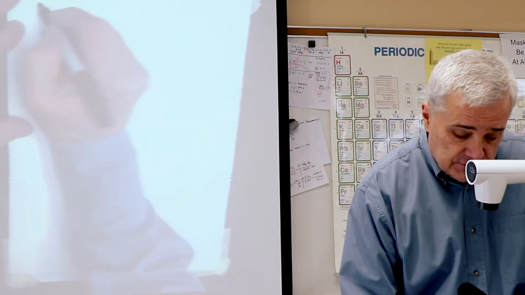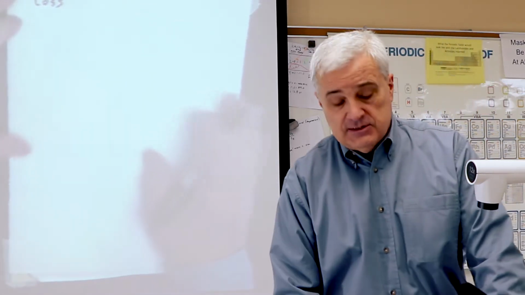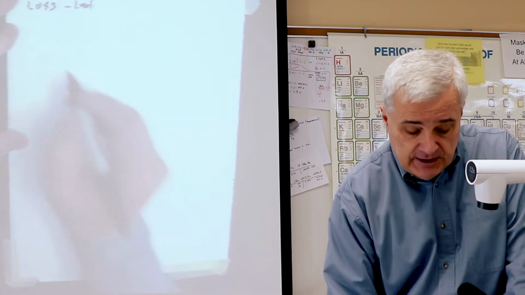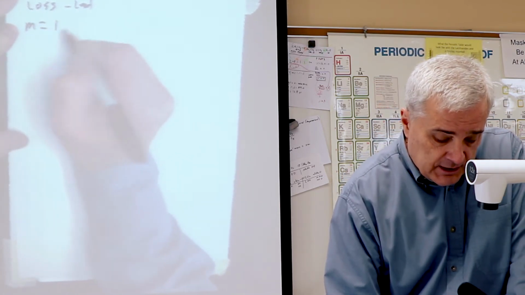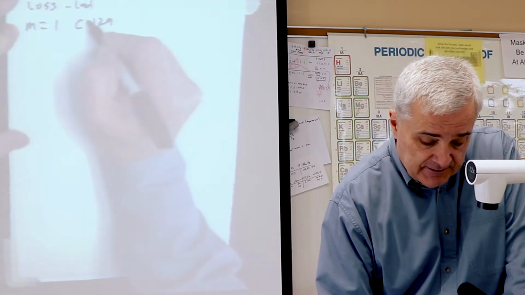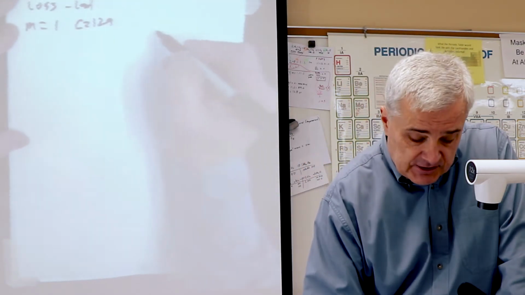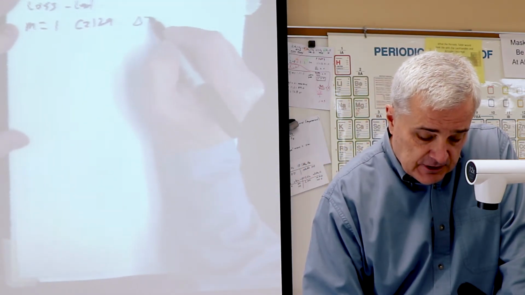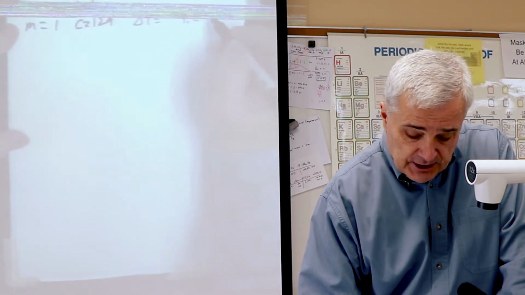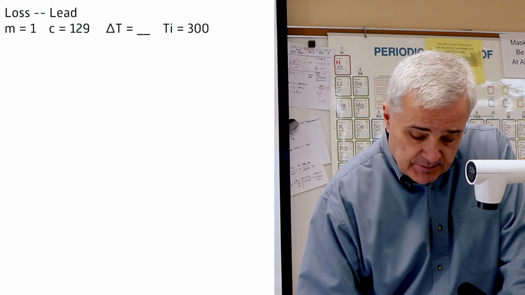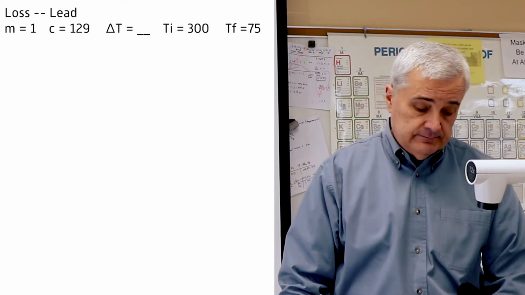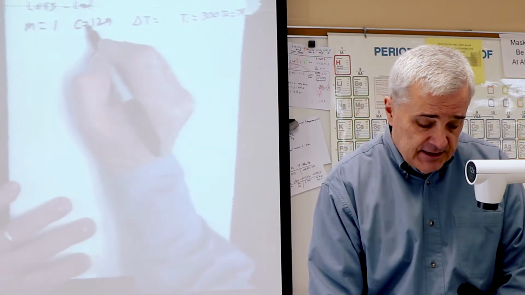So I have my loser. This guy is losing energy. This is the lead. The lead is losing energy. The mass of the lead is 1 kilogram. The specific heat of the lead is 129. We're going to need delta T, but we're given Ti and Tf. Delta T, we're going to have to calculate that. Ti is 300 and T sub F is 75. I ran out of room, as I do. That's an equal sign, not a Z.